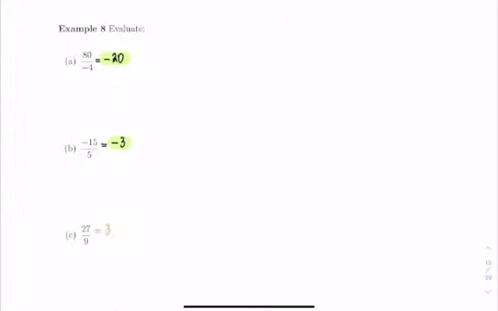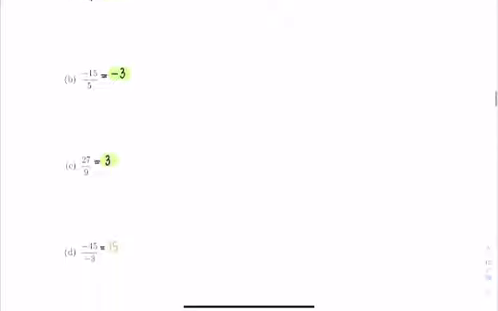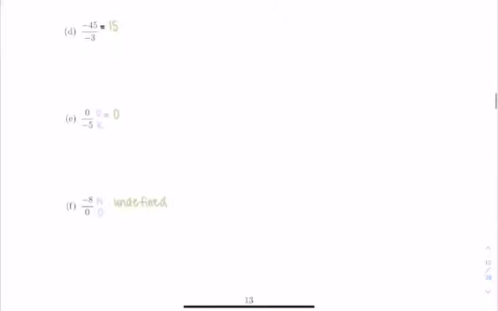We have 27 over 9. These are both positive, so we're going to get a positive number. And 27 divided by 9 is 3. -45 divided by -3, we have two negative numbers, which means this is going to be positive, and 45 divided by 3 is 15.